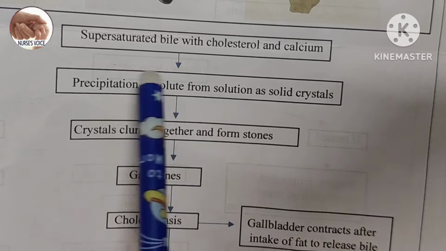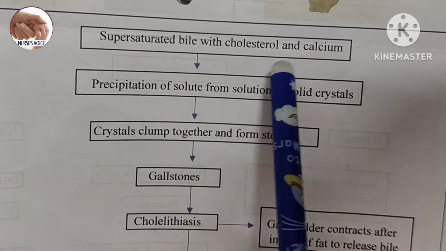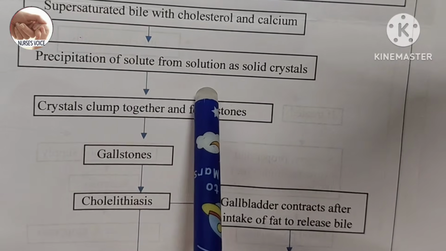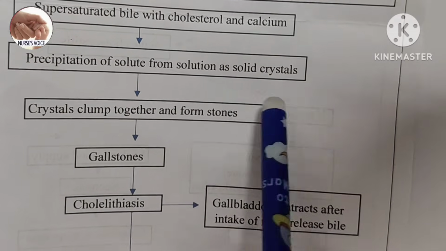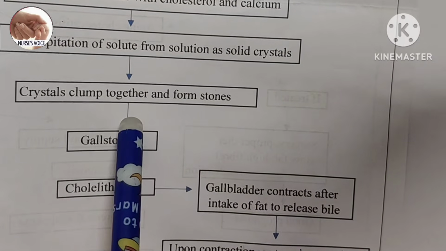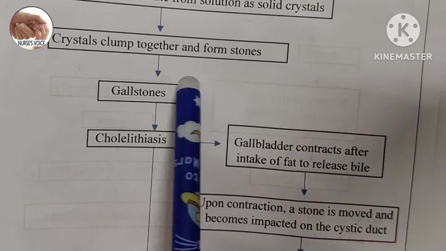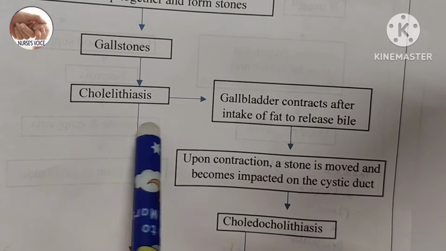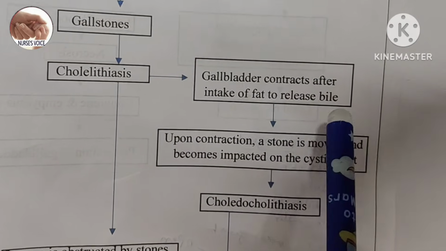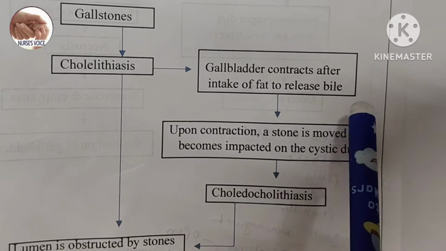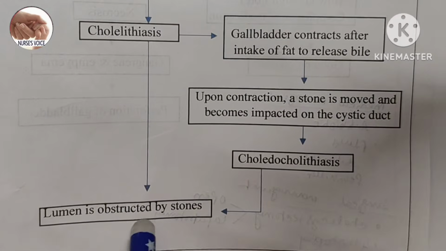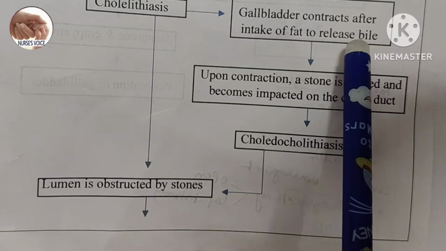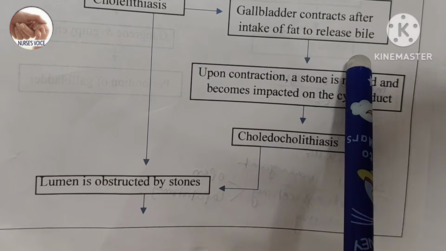Then the bile supersaturated with cholesterol and calcium causes precipitation of solute from solution as solid crystals, and the crystals clump together and form stones. Gallstone occurs, which is known as cholelithiasis. The gallbladder contracts after intake of fat to release the bile, and the lumen is obstructed by the stones.